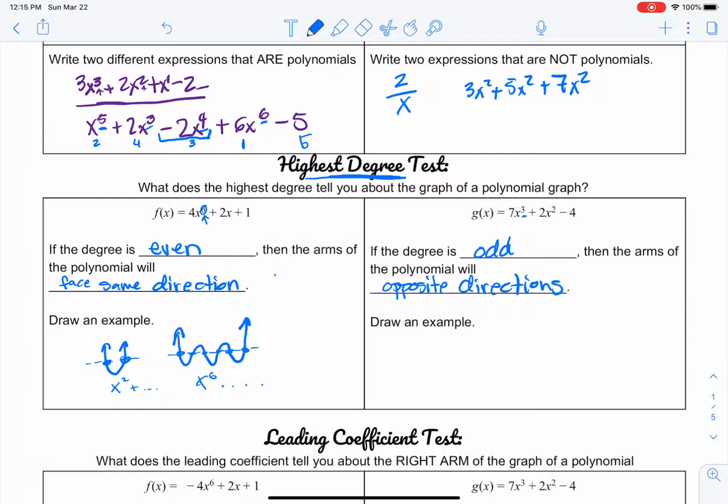So we've talked about linear functions. That's a degree 1. That's just x plus some number, right? So y equals mx plus b. That's a linear function. So that's an odd function. Notice this arm is going down. This one's going up. We talked about cubic functions.